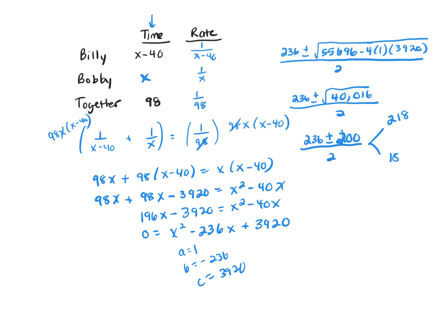And that's not going to work because if you look at X minus 40, 18 minus 40 would give you a negative number. So your answer has got to be 218.